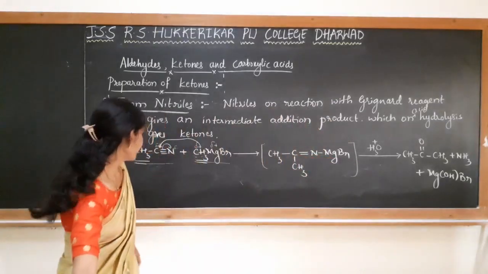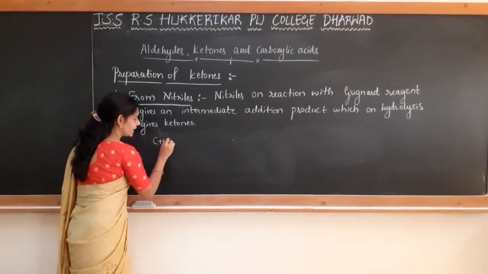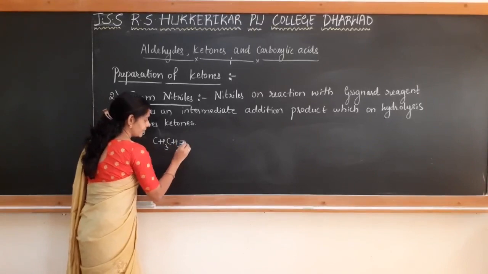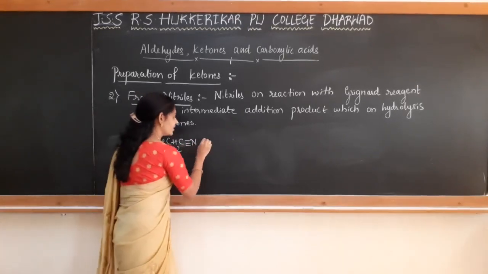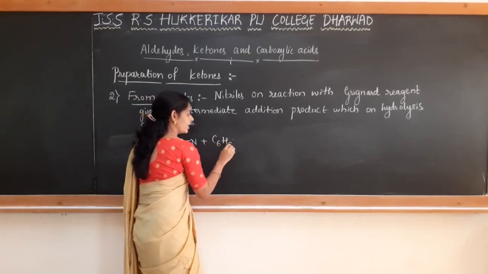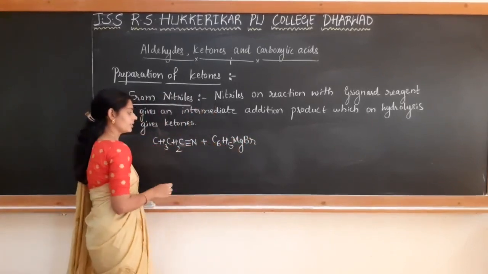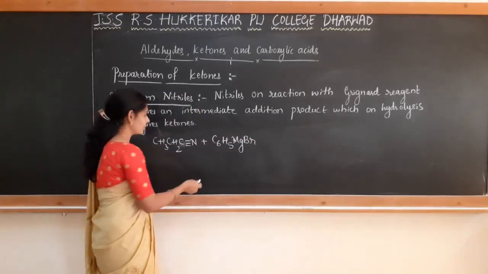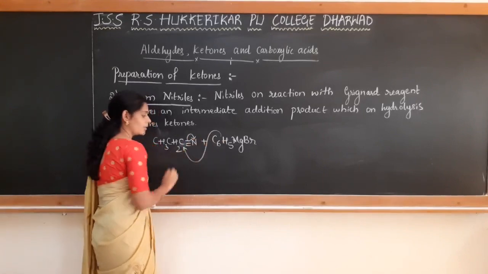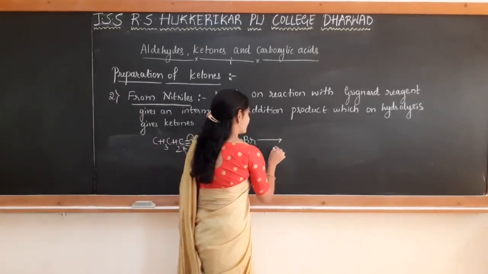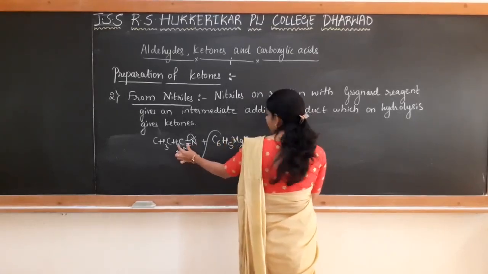Okay. Similarly, if I consider the second example, I take ethyl nitrile, which is written as CH3CH2CN, treated with the Grignard reagent phenyl magnesium bromide. So if this is the reaction, what ketone do we get as a product? See here again the shift is in this manner, as we have already seen. So the addition product is formed by the addition of the Grignard reagent across this nitrile group.